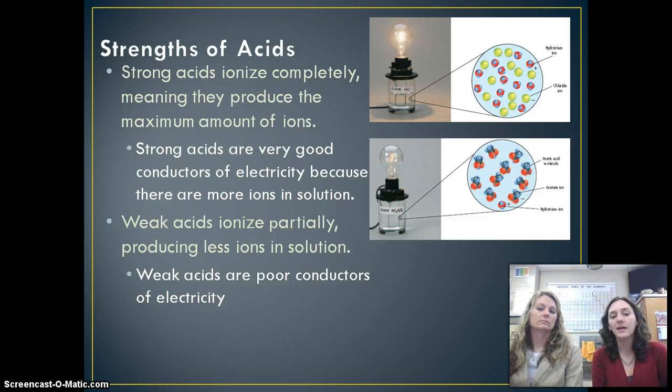Weak acids ionize only partially. Notice in that picture you only have one little tiny hydronium ion. The rest are all acetic acid or the acetate ion. Weak acids are poor conductors of electricity, so you have a dim light there. And that picture's in your book too if you want to get a closer look.